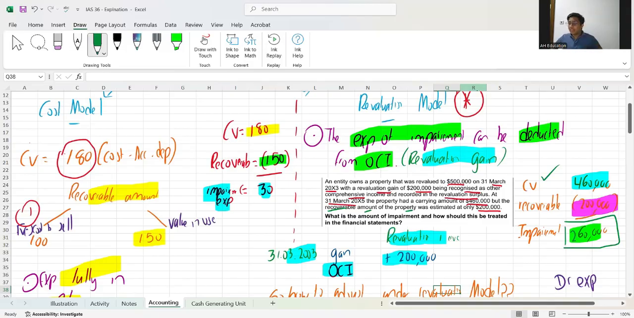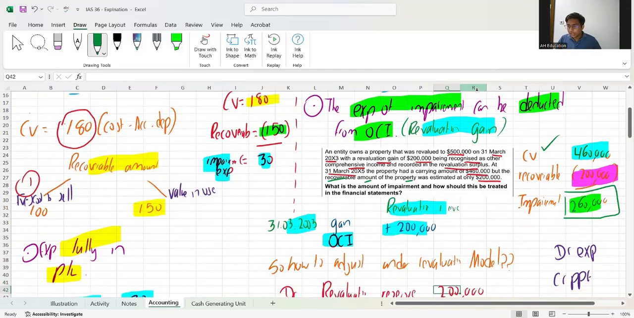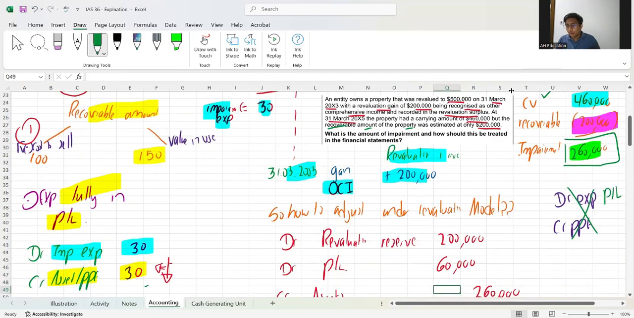Now, since we are using the revaluation model, the accounting treatment is a bit different from the cost model. In the cost model, the impairment expense was directly taken to your profit or loss, right? Debit expense, credit property, plant, and equipment. But in the revaluation model, this will not happen. You will not directly expense it to your profit or loss. Rather, I'll tell you how it's going to happen.